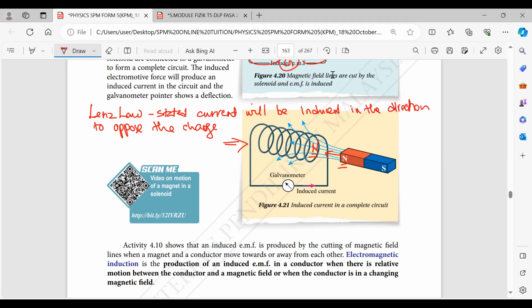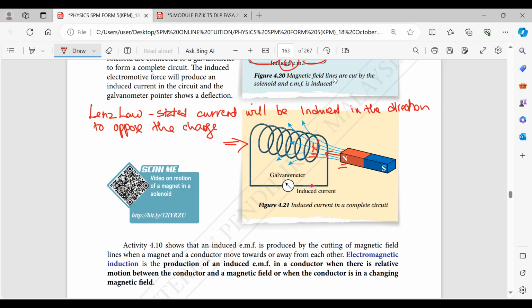Okay. So now based on this diagram, if I'm trying to push it in, it will try to push it away. So this becomes north. If it is north, what will be the direction of the magnetic field? How do I find the direction of the magnetic field? Again, we go to the right hand grip rule. With the right hand grip rule, your thumb should be pointing to the north.